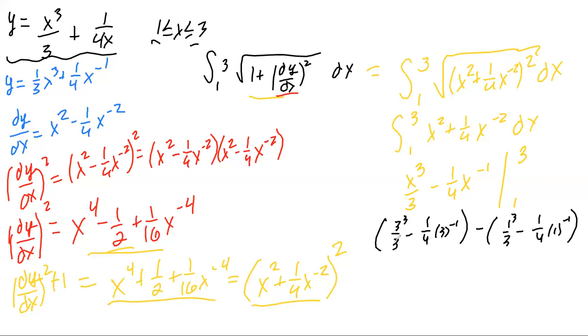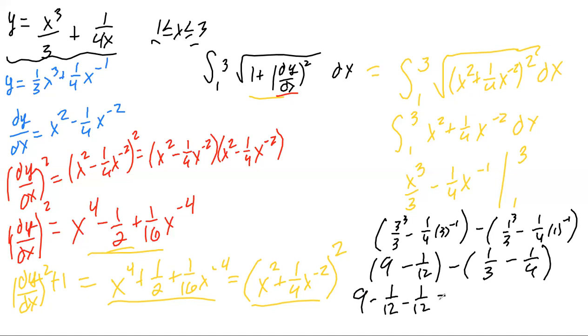3 cubed is 27, divided by 3 is 9. Here, this would be a 1 over 3, so that's a 1/12, minus, here we're going to have 1/3 minus 1/4. So 1 cubed is 1, 1 to the negative 1 is 1. So over here, we get a common denominator, this would be 4/12 minus 3/12. So we have 9 minus 1/12 minus 1/12, which would be 9 minus 1/6, which is 6 times 9 is 54 minus 1, we'd have 53/6. That'd be the improper fraction version of that, which I'm quite good with.